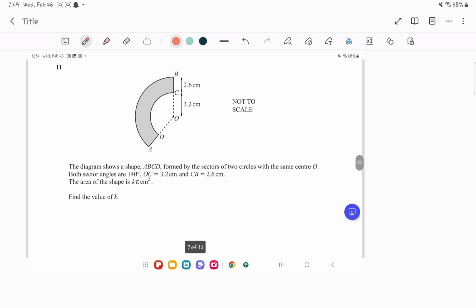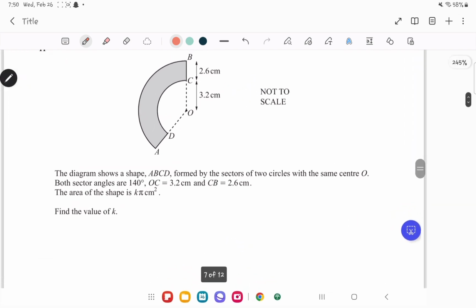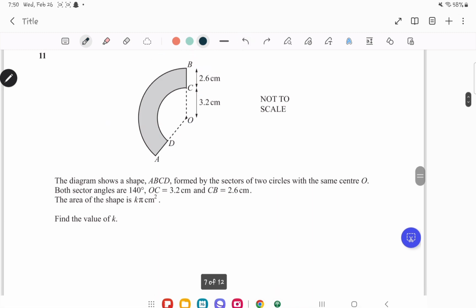We move on to question number 11. The diagram shows a shape ABCD formed by the sectors of 2 circles with the same center O. Both sector angles are 140 degrees. OC is 3.2 centimeters and CB is 2.6 centimeters. The area of the shape is k pi centimeters squared. They need us to find the value of k. So very simply, they need the area of this shape over here, the shaded region, if you want to say.